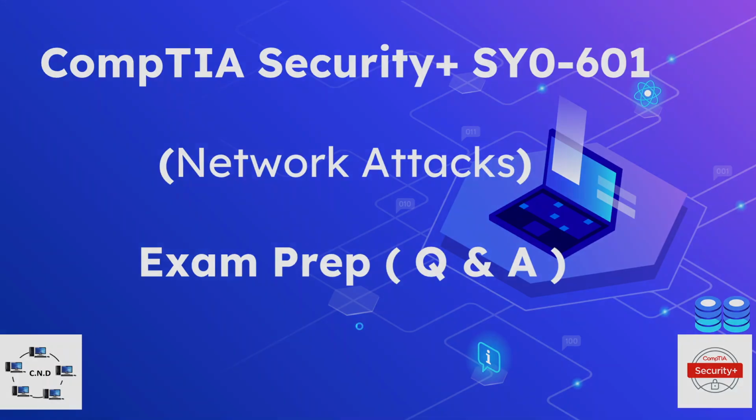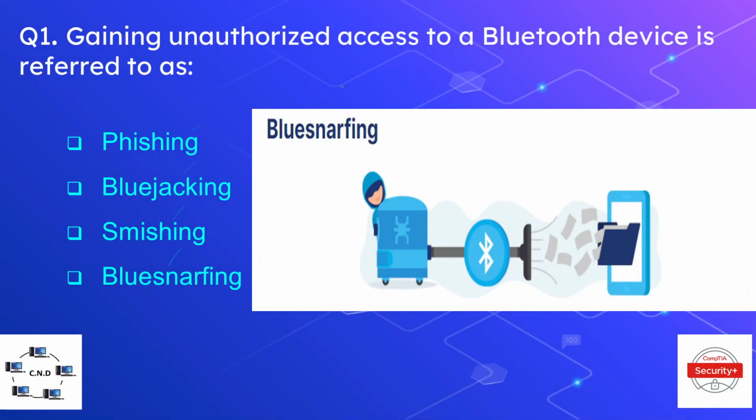So let's get started. Question number one in today's video is: gaining unauthorized access to a Bluetooth device is referred to as, and the options are phishing, blue jacking, smishing, or blue snarfing. The correct option is blue snarfing. As the diagram indicates, blue snarfing is the process of hacking a mobile device using Bluetooth. Using blue snarfing, the attacker can steal files and access the data on the user's mobile device.